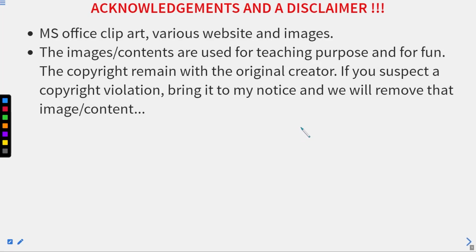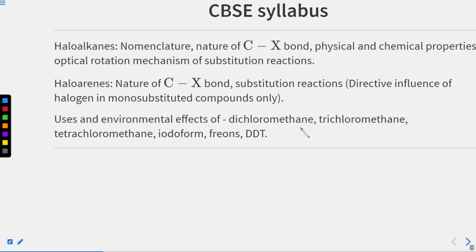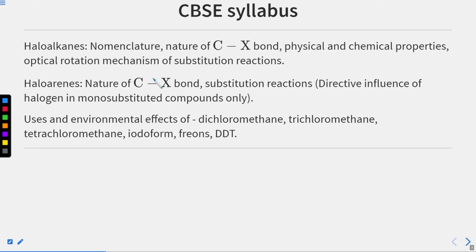So today we will start the new chapter, that is Haloalkane and Haloarene. The chapter that we are going to study has this syllabus. If you look at the syllabus here, we have to study the nomenclature, the nature of the C-X bond and the reactions associated with it. Similarly for haloarenes, we have to again study the C-X bond nature, the reactions and their preparation. So let us start today's class.